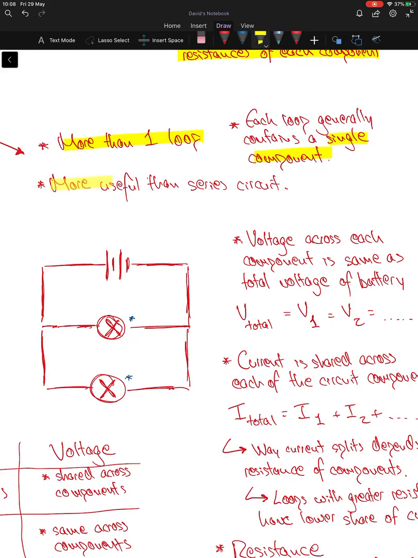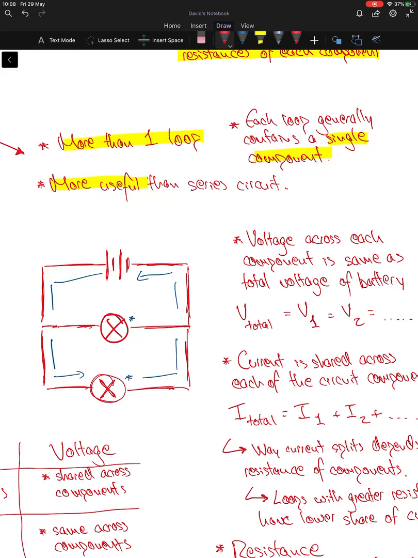Now they're more useful than a series circuit because if one component becomes disconnected, so we get rid of that light bulb, the current can still flow around the other loop. So the circuit doesn't stop working. That's an important aspect for a parallel circuit. Just pull that back in.